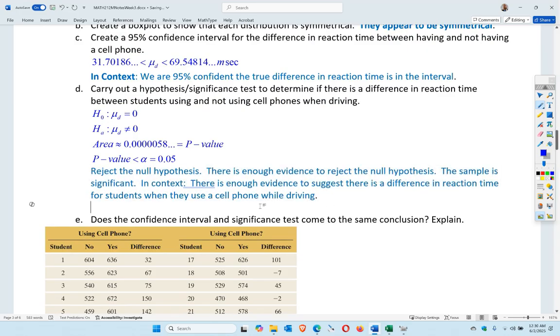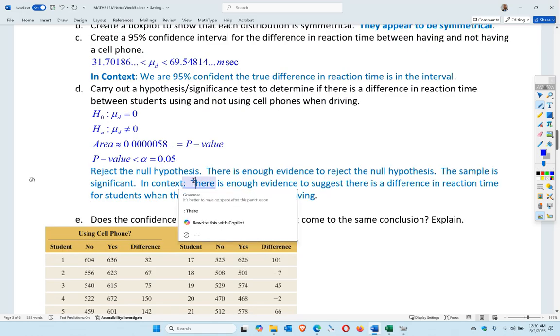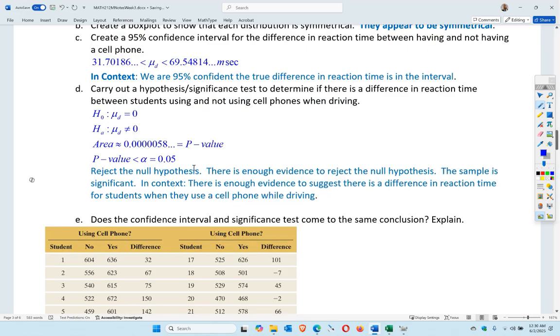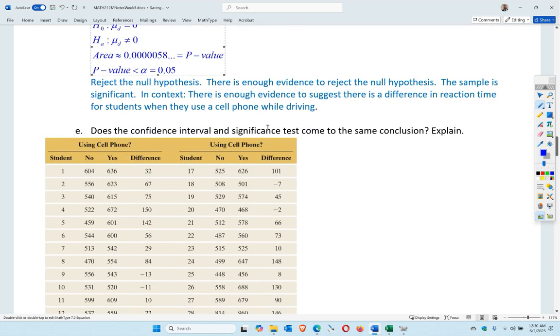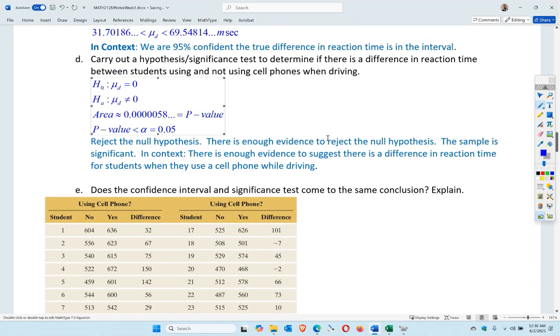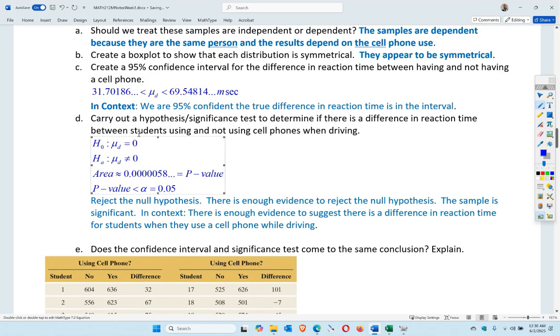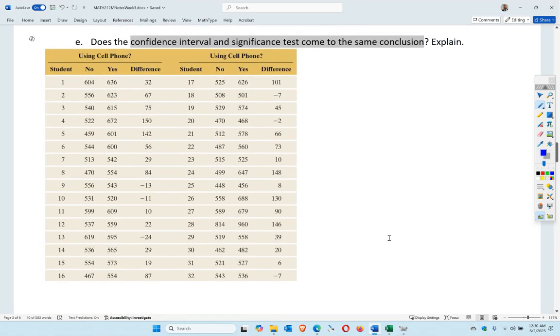Does the confidence interval... there is none? Right, because you assume there is none and you prove otherwise. Okay. Does the confidence interval and the significance test come to the same conclusion? Well, is 0 in there? No, it's not, right? Which means we should have rejected it, because if it was in there, we would not have rejected it. So therefore, the confidence interval is coming to the same conclusion as the hypothesis test.